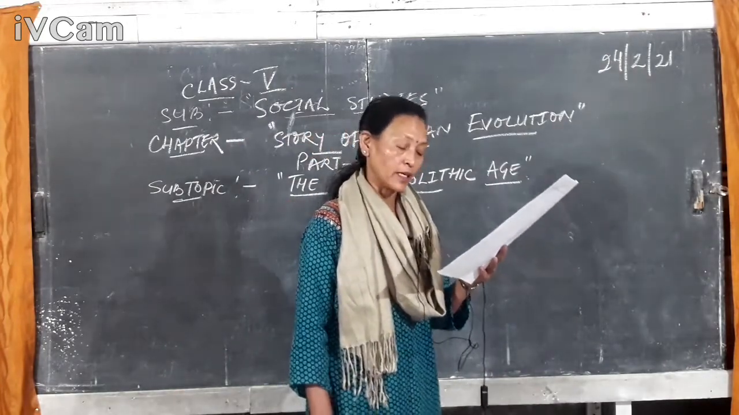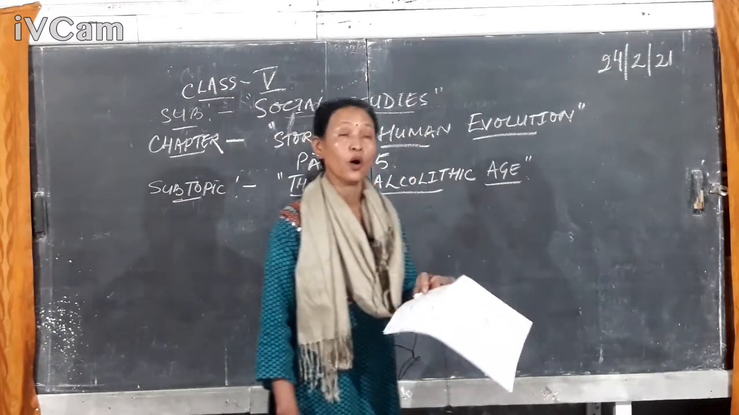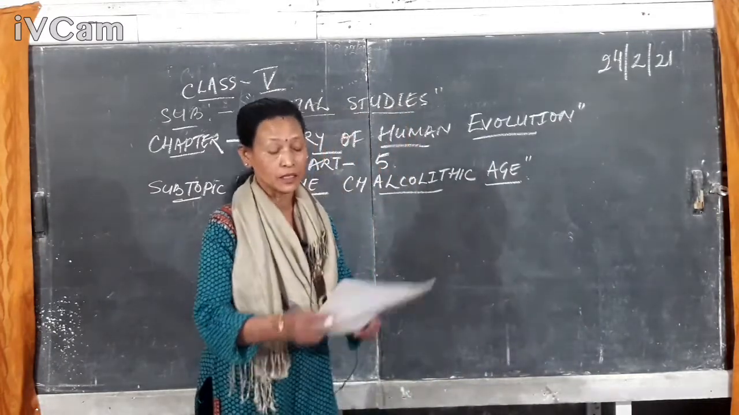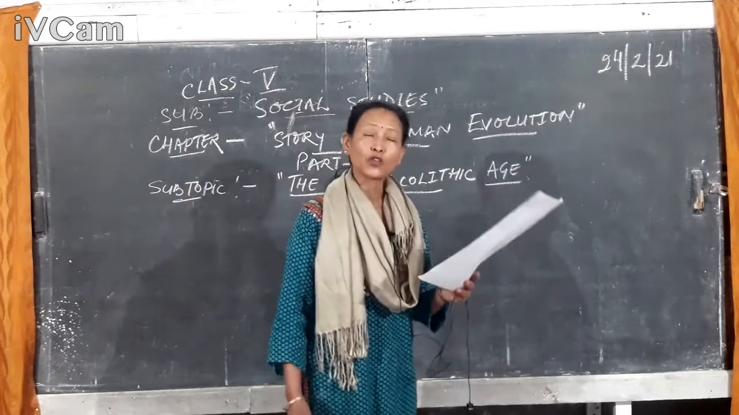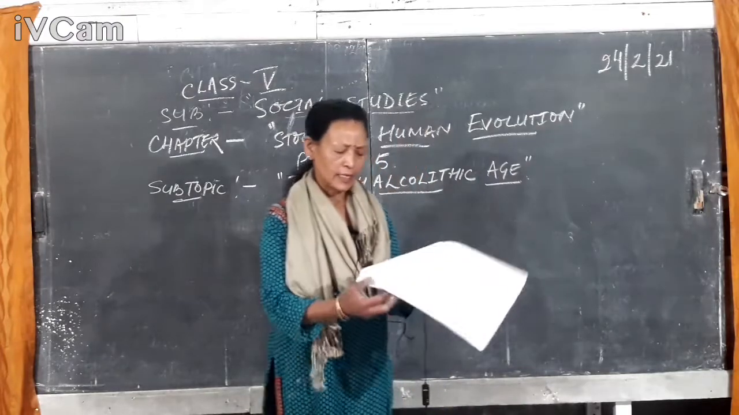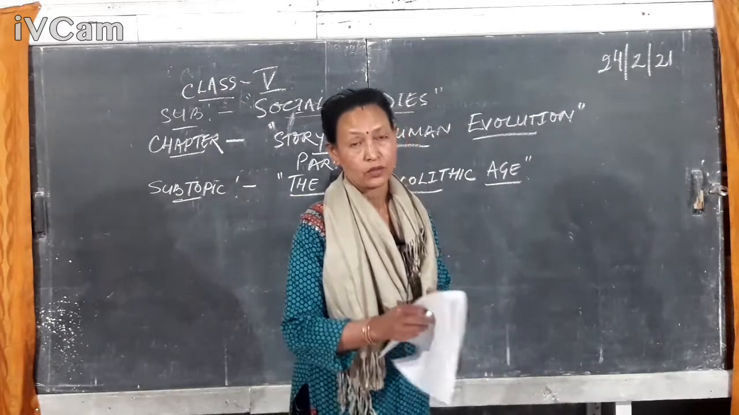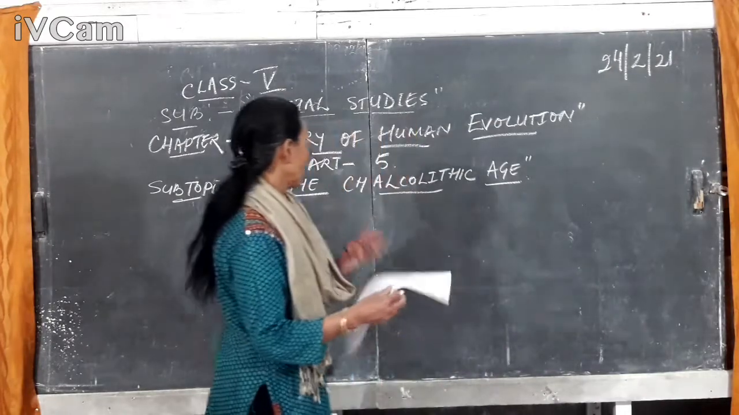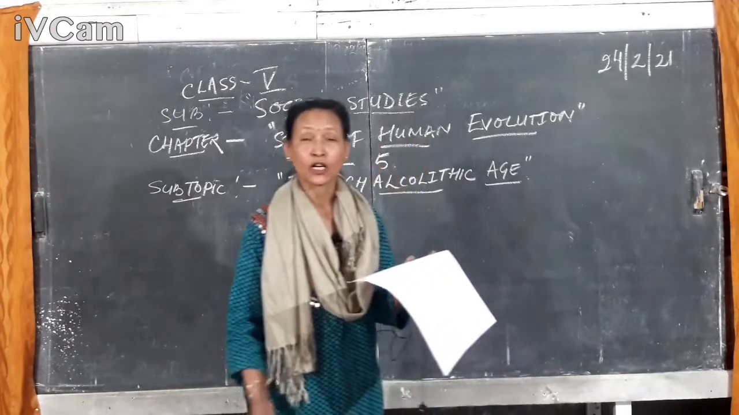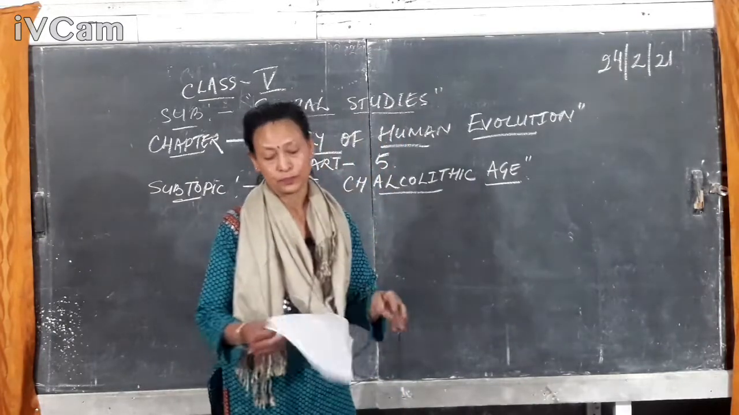And in this phase, advanced forms of farming and hunting were practiced. Multiple crops like cereals and oilseeds, sesame, linseed, and castor were grown in this age called the Chalcolithic age.